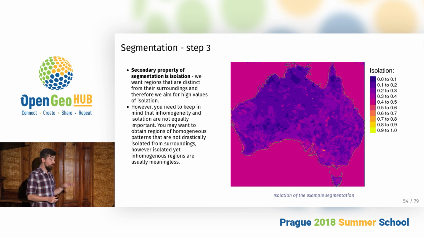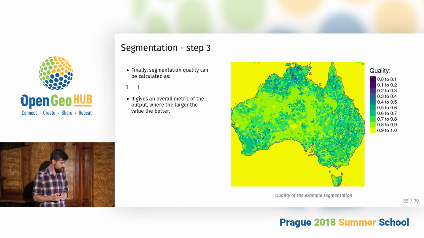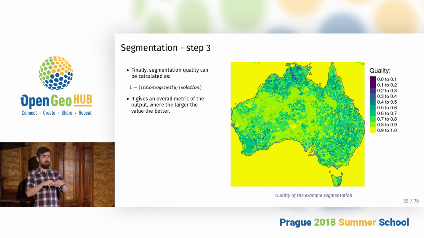But this property is less important than homogeneity, because with very, very low homogeneity, maybe you have too many segments, but all of them are homogeneous. But with very, very large isolation, you will have just a few very strange segments. And using both of those rasters, you can calculate a quality map of the segmentation.